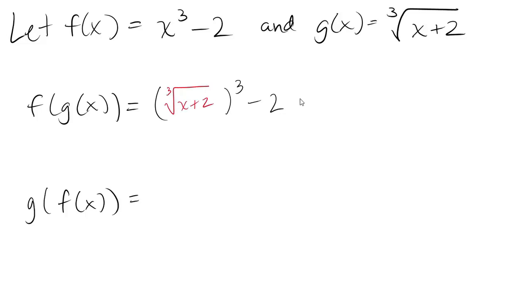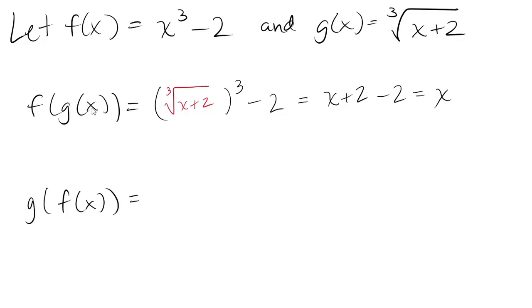When we cube this cube root, those undo each other, and we just get x plus 2, and then we subtract 2, and this comes out to x, which is an interesting result and something we're going to talk about later on in the class. Whatever you plug into this, you get right back out.